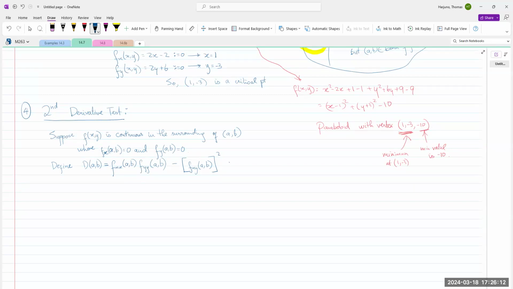Now, if the discriminant at (a, b) is positive and the second partial derivative f sub xx at (a, b) is also positive, then there is a local minimum at (a, b). If the discriminant is positive, yet the second partial derivative with respect to x and x is negative, then there is a local maximum at (a, b).